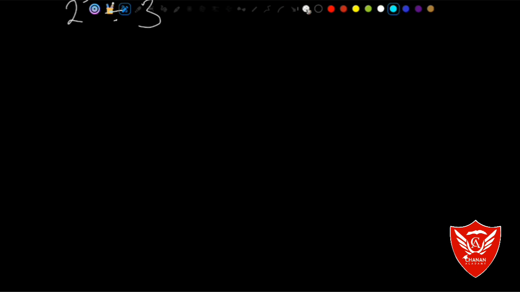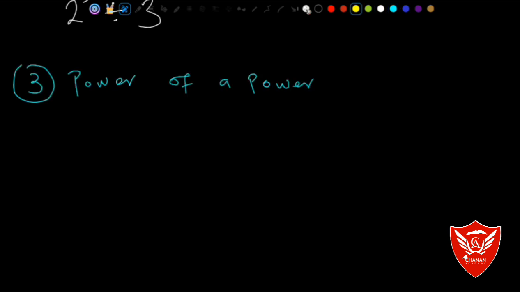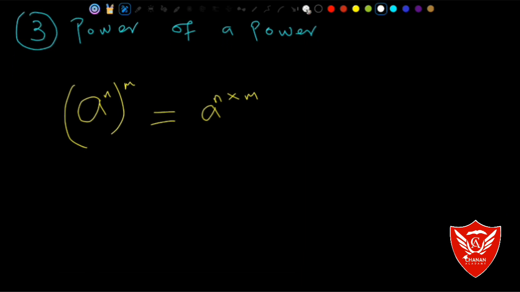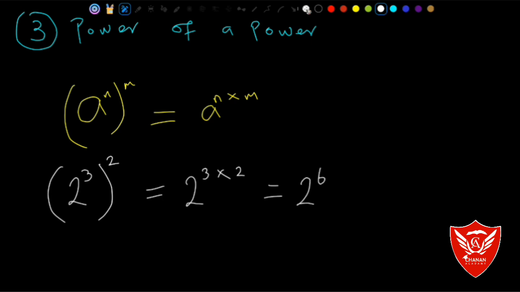Alright, so the next law we are looking at is called the power of a power. Suppose we have a base raised to an index and it has another index outside. This is going to be equal to a raised to the power of n multiplied by m, so you multiply the powers. Let's take an example. Suppose we have 2 raised to the power of 3, all raised to the power of 2. This is going to be equal to 2 raised to the power of 3 multiplied by 2, which is 2 raised to the power of 6, and this is equal to 64.